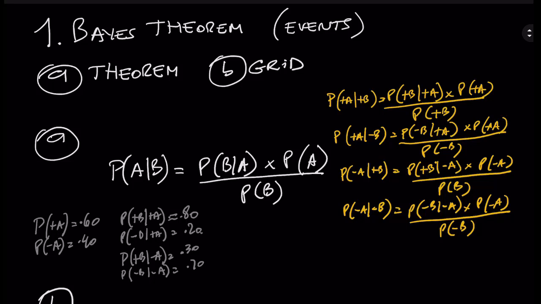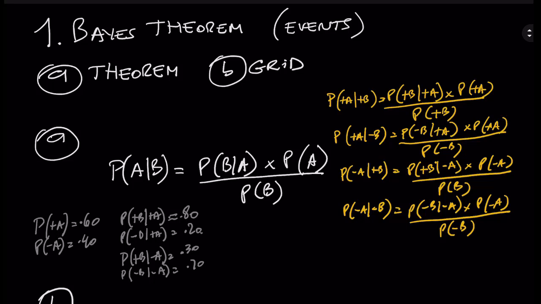So on the top row, the equation tries to calculate the probability of A being true given that B is true, which is the traditional form of the generic form. But we can also consider the probability of A being true given that B was false, which is the second row, the probability of A being false given that B is true, and finally the probability of A being false given that B is false.